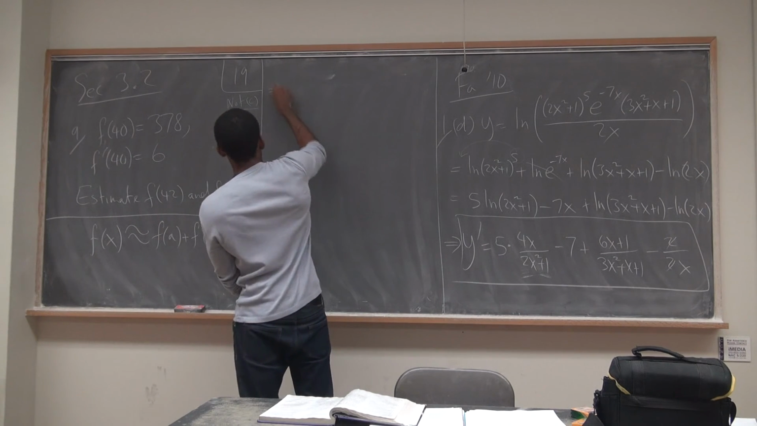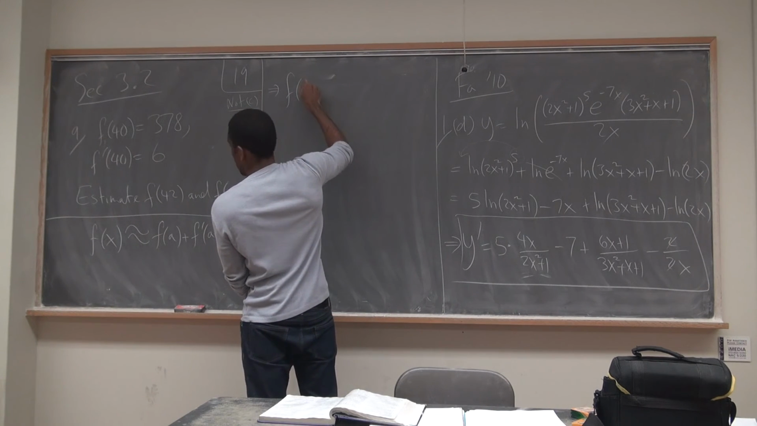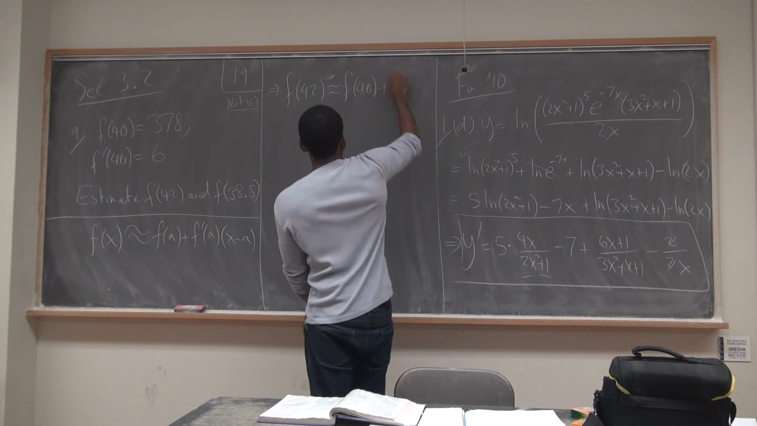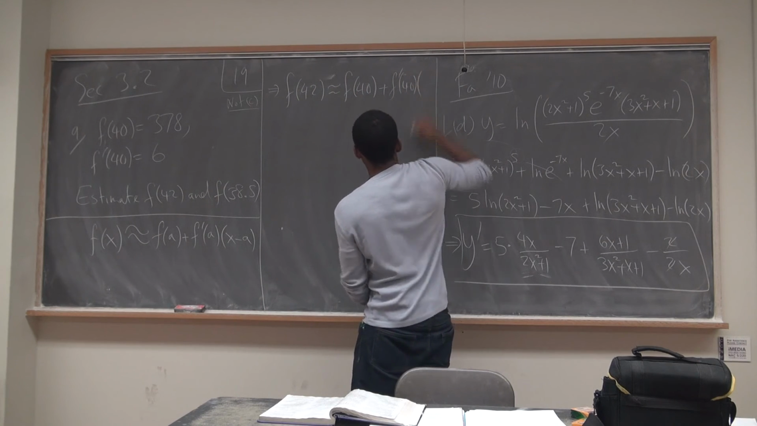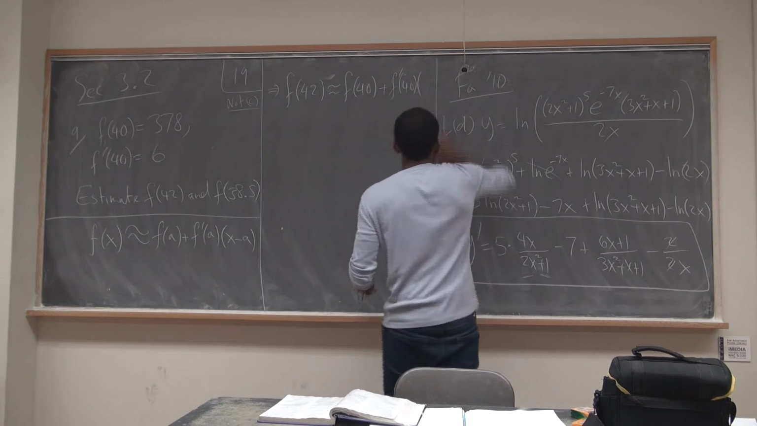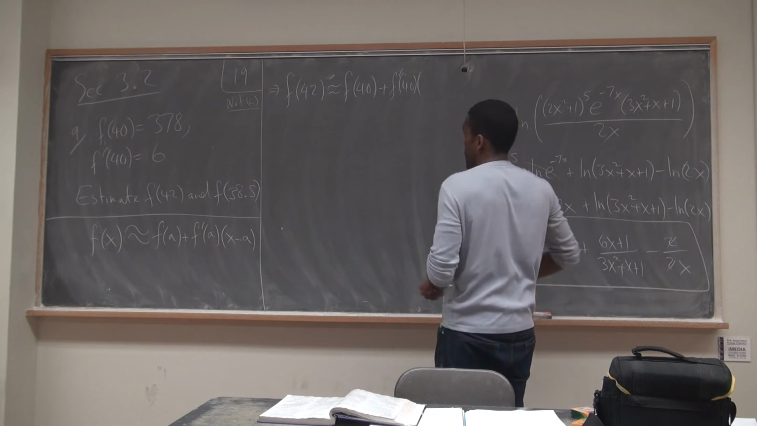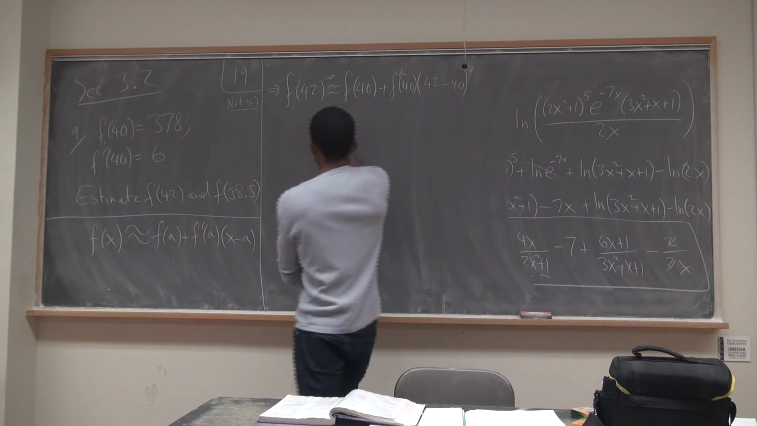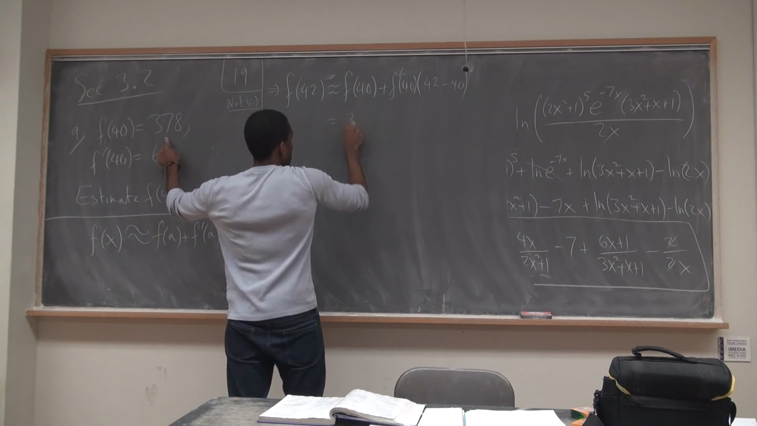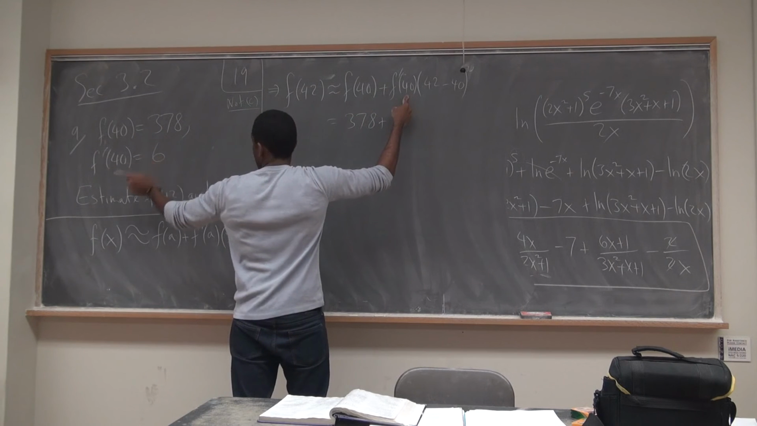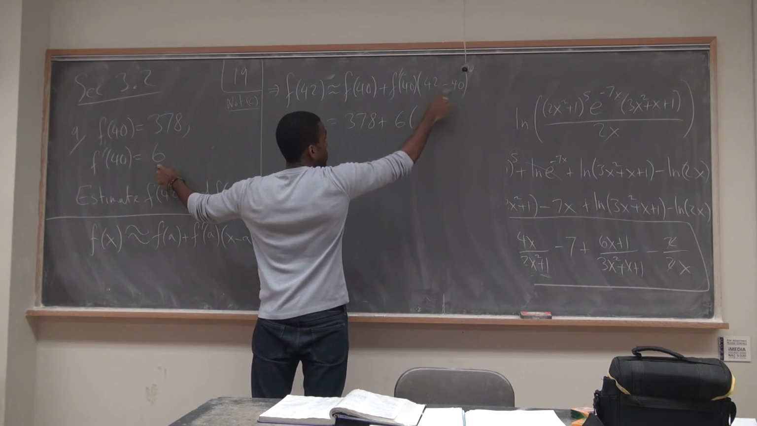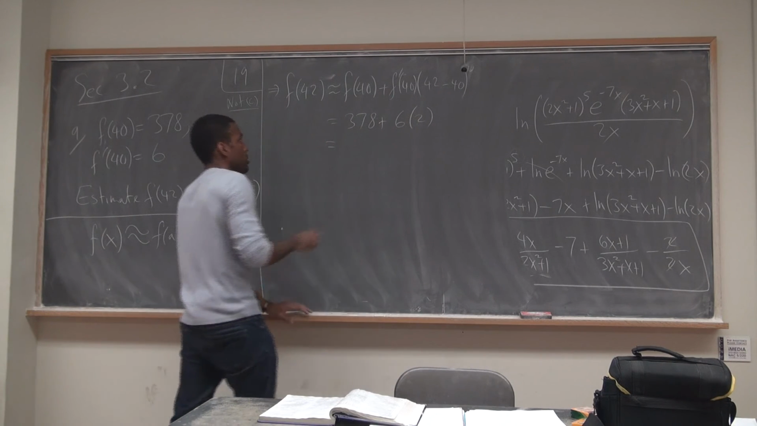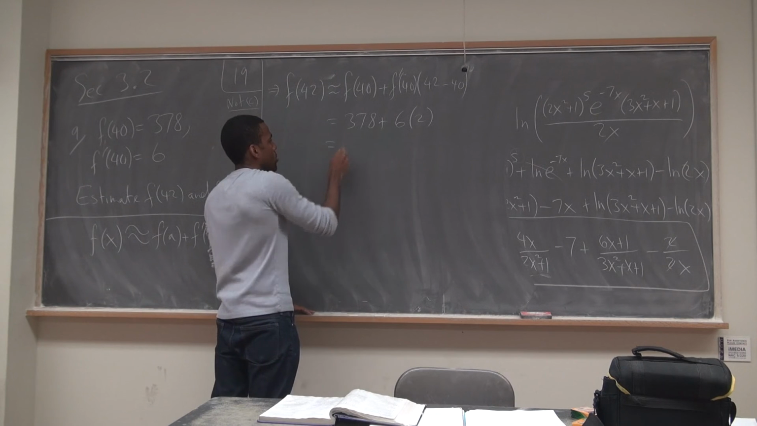So this means that if I want to find f of 42, this is approximately equal to f of 40 plus f prime of 40 times x minus a. In this case, my x is actually 42 minus 40. So f of 40, I was given, was 378, plus f prime of 40 is 6 times 42 minus 40 is 2. So that's 378 plus 12, that gives me what? 390?